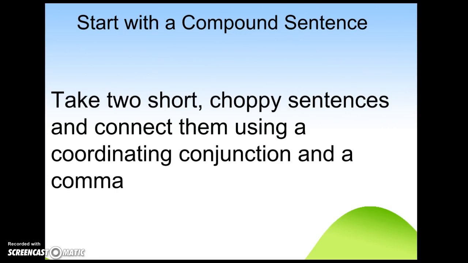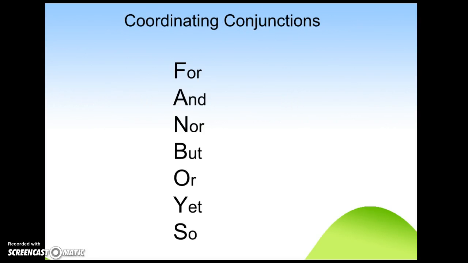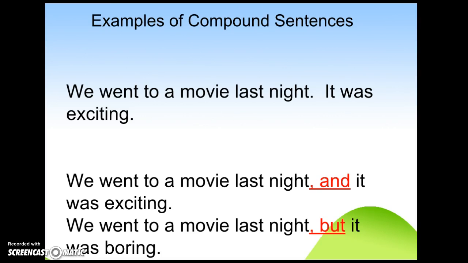Another way you can do it is starting with a compound sentence. So you take two short, choppy sentences and connect them using a coordinating conjunction and a comma. Again, from Katcha last year, you remember FANBOYS, coordinating conjunctions: for, and, nor, but, or, yet, so. Whenever you're using a fanboy, you have to have a comma. Comma for, comma and, comma nor, comma but, comma or, comma yet, comma so. So here's how you can do some compound sentences.